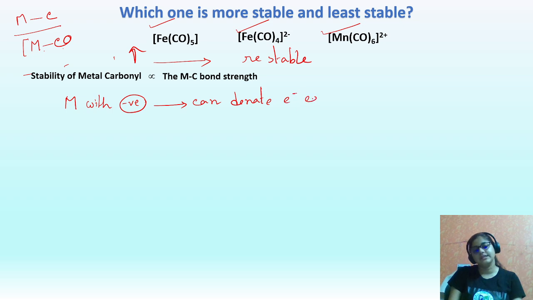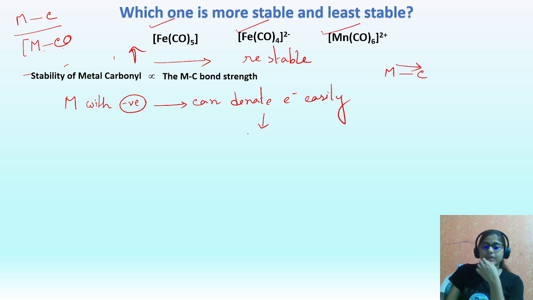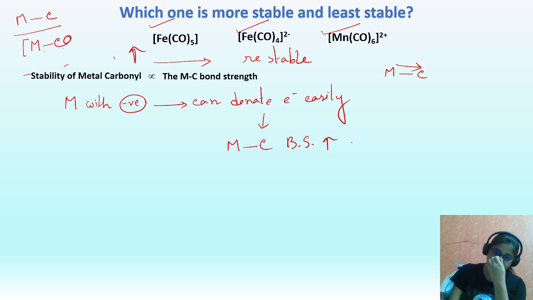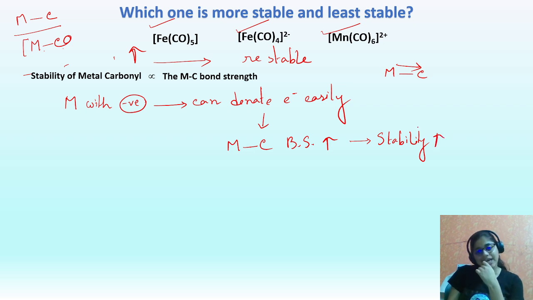donate electrons easily. If it can donate easily, what will happen? M-C bond strength will increase, right? Or stability increases. So here negative charge is present, so donation from that metal will be more. For the second case, donation from the Fe 2 minus will be more, so it will be more stable. So more stable will be the second one.